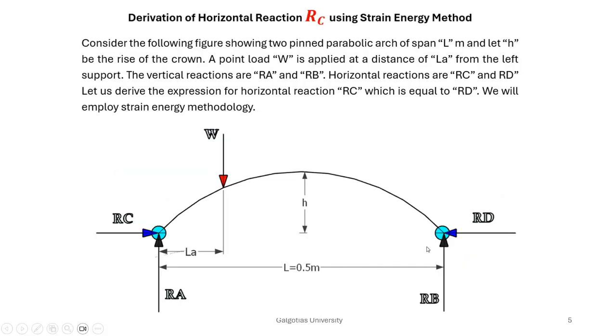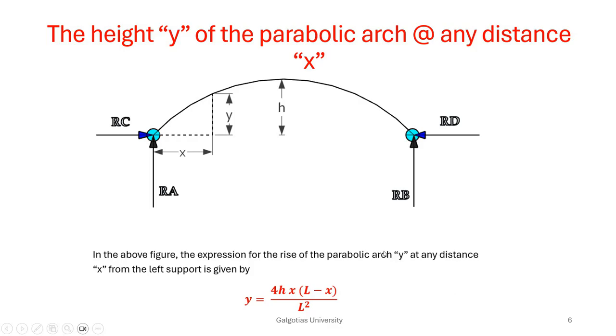Now, how to derive this reaction? I have already provided you the details about the reactions RA, RB, RC and RD. The first thing is to calculate the vertical reactions RA and RB. Before that, at any distance x, the rise of the arch is y equal to 4 multiplied by H into x into (L minus x) by L square, where H is the rise at the center of the parabolic arch. Using this formula, we can evaluate the rise at any distance x from the left support. Using this y, we are also going to estimate the horizontal reactions. Let's see how to do that.